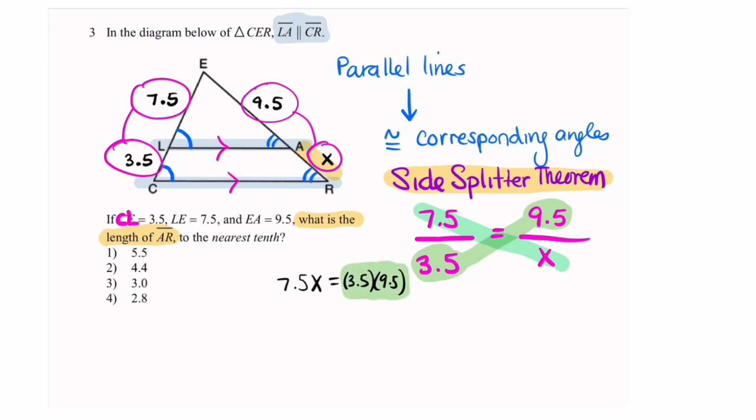Again, you'll probably want your calculator for this. Multiplying the right-hand side out, we get 33.25 is equal to 7.5x. And if your algebra teacher did any kind of good job, you know that you have to divide by 7.5 to give you this known number. X is equal to 4.4333, repeating, to the nearest tenth. We round that to 4.4, choice number 2.